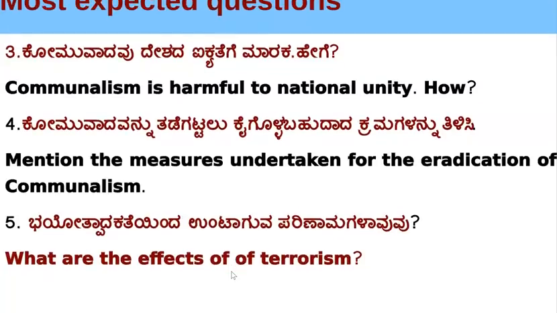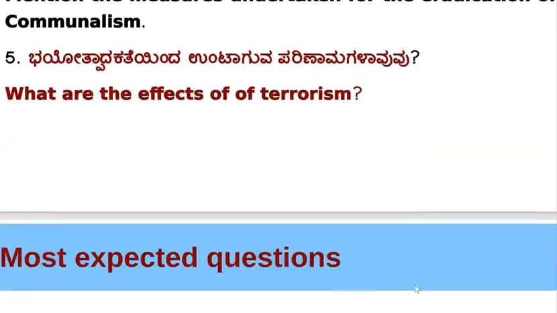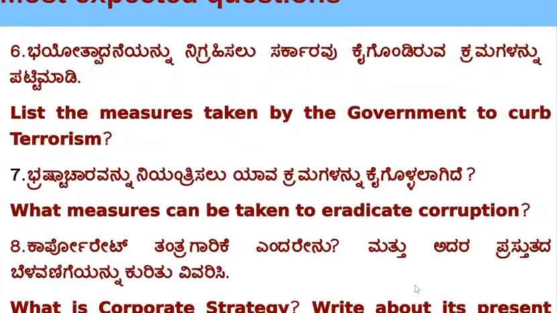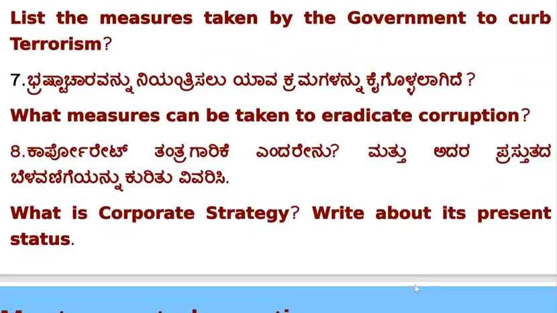And next, third question, communalism is harmful to national unity, how? Next, mention the measures undertaken for the eradication of communalism. Next, Kannada medium students, you can just go ahead with this Kannada question. Next, number 5, what are the effects of terrorism? Next, number 6, list the measures taken by the government to curb terrorism. Number 7, what measures can be taken to eradicate corruption?